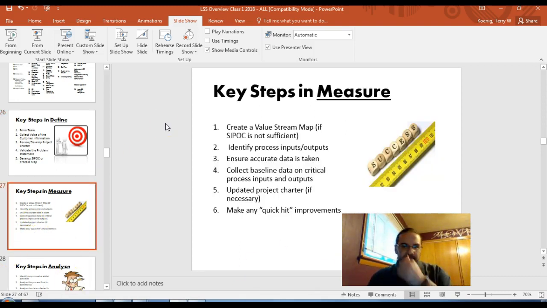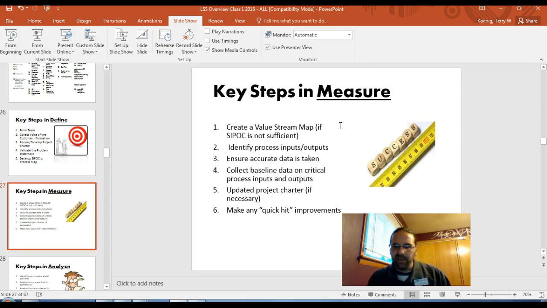Key steps in measure. Do a value stream map if the SIPOC wasn't efficient. Get some more data in there. Identify your inputs and your outputs. Ensuring accurate data is taken. Don't rely on what's in there already.